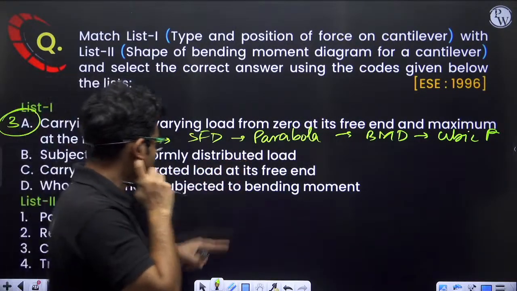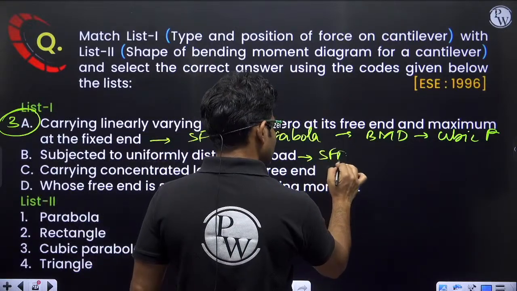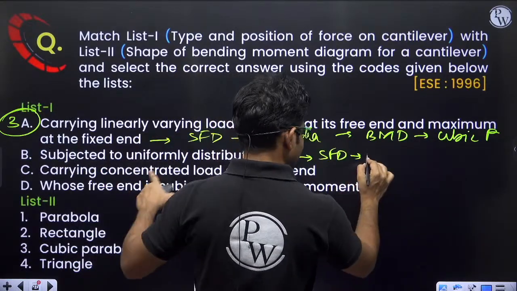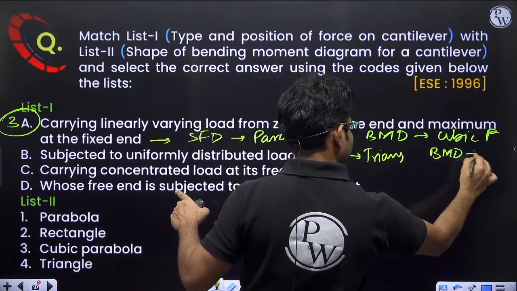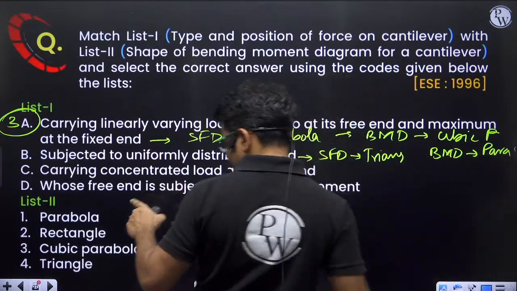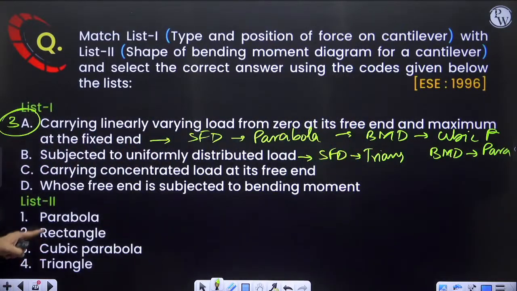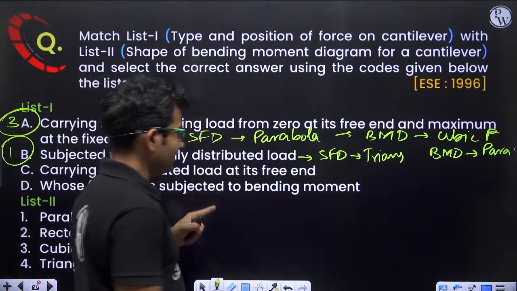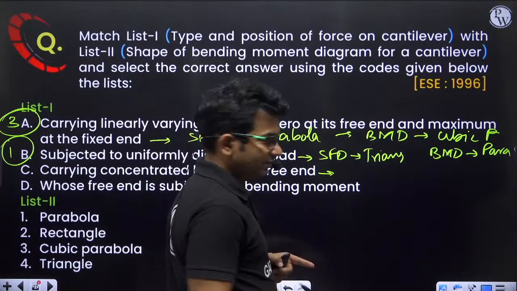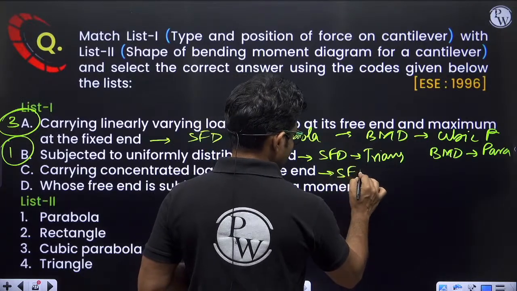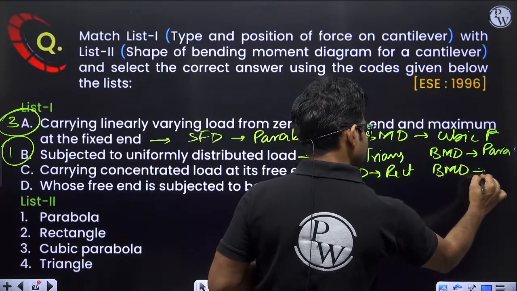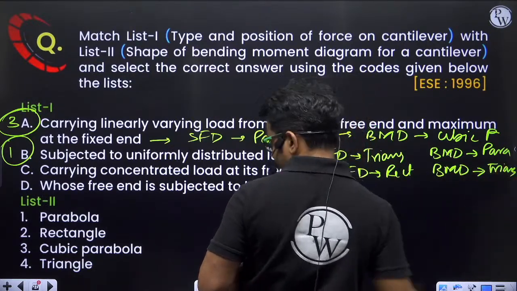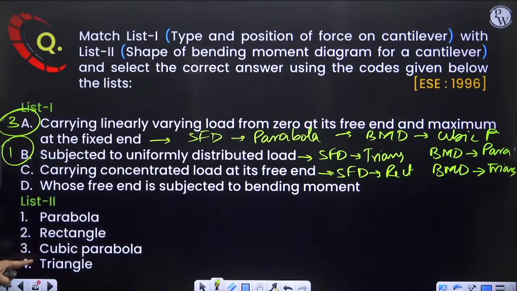Subjected to uniformly distributed load. So SFD will be triangular, and BMD will be parabola. 1. So 1 for B. Carrying concentrated load at free end. SFD is rectangle. And BMD is triangle. Okay, so BMD is triangle. 4.